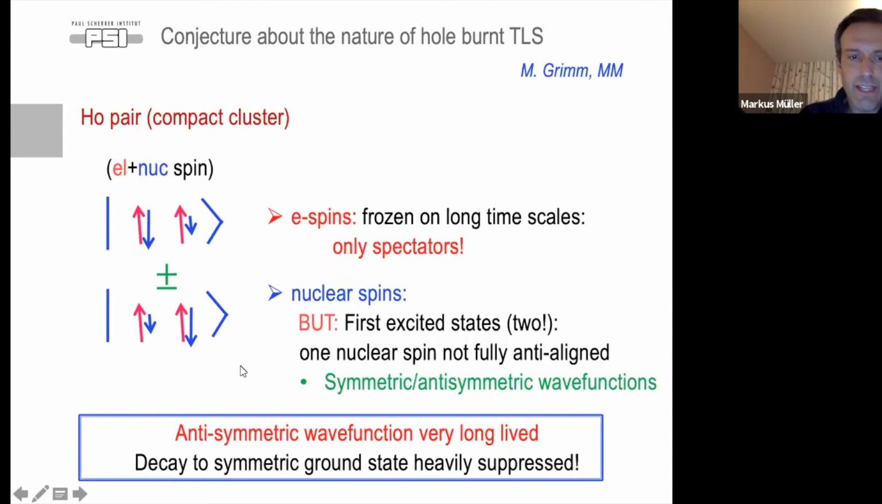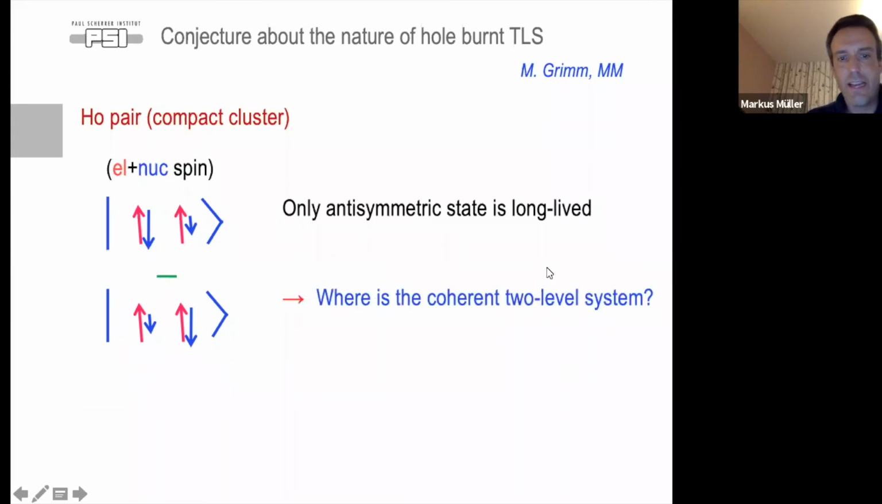But what is now very interesting is that the antisymmetric wave function here couples extremely badly to phonon decay. So this will essentially almost never decay back to the ground state because of symmetry reasons. So this is an extremely long-lived excitation, this antisymmetric wave function. The symmetric one will decay relatively rapidly and is dephased very quickly. I mean, at least on the second scale. But where is then the coherent two-level system that we need to explain the whole burning? There is only one state here.